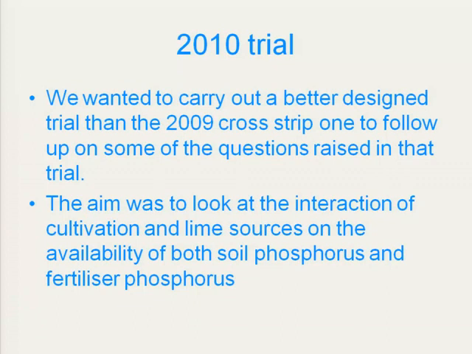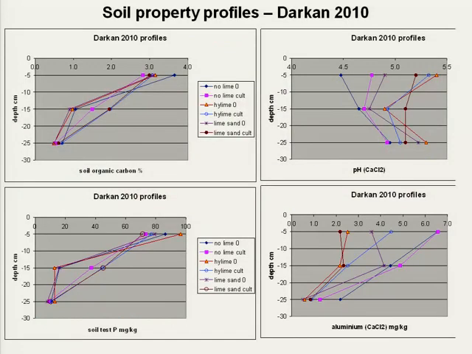So we tried to design a better looking trial. Incidentally, this should have come a bit later, but these were the profiles from that trial where we had the six treatments you can see there. They were the main treatments that happened in the autumn. So it was dry cultivated and it was dry limed and so on. And it was a factorial of plus minus lime, two types of lime, the hydrated lime and lime sand, and then there was a plus minus cultivation.